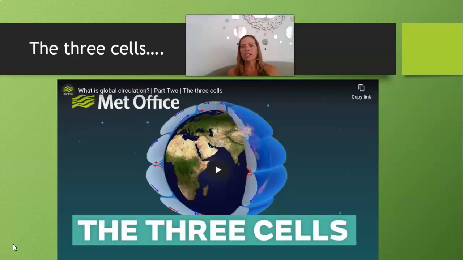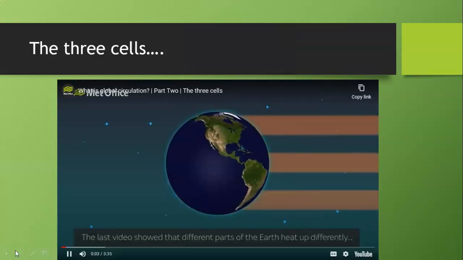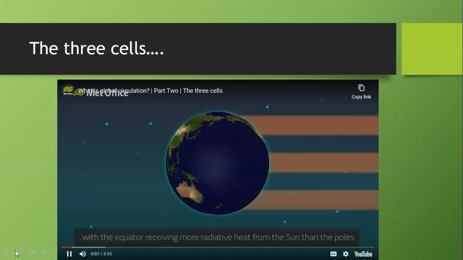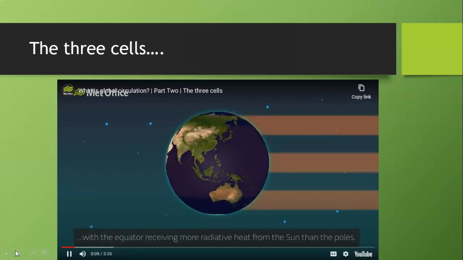Before we continue, I needed to talk about those cells that are formed by the differential heating on our planet. And I want you to better understand the impacts that those cells could have, not just on wind patterns, but also on climatic regions. Different parts of the Earth heat up differently, with the equator receiving more radiative heat from the sun than the poles.